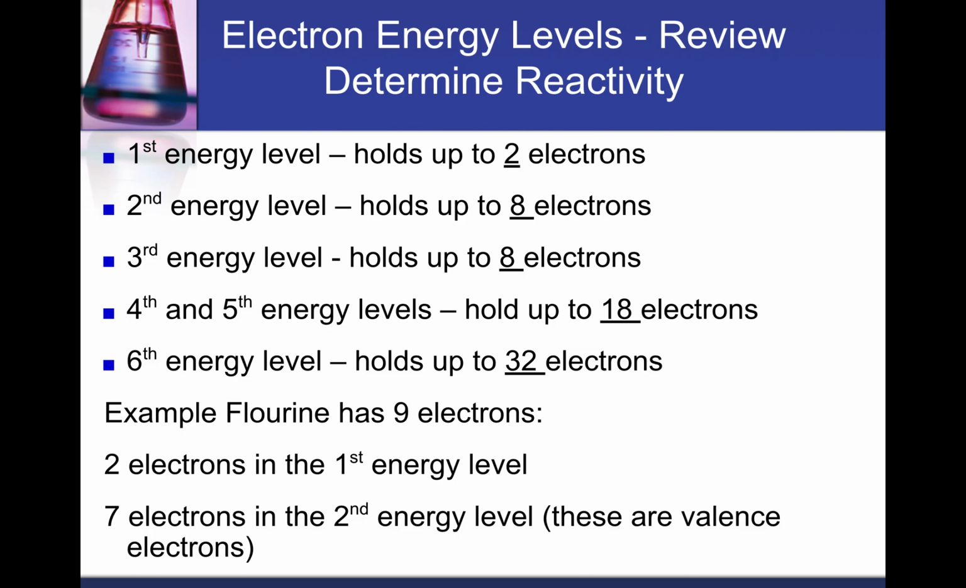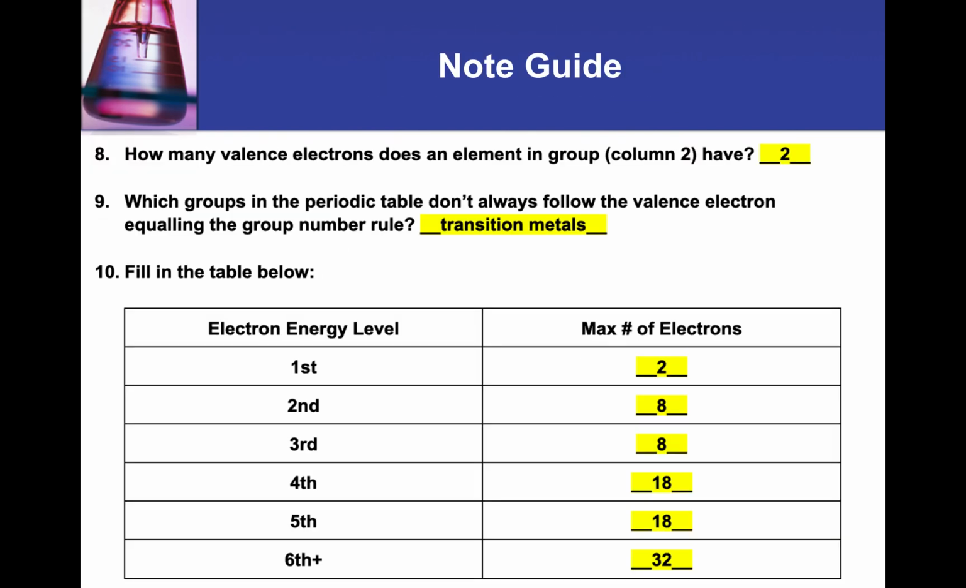Elements want to have a full outer energy level, so if you're close, you have 7 and you need 8, you're going to be really reactive. You're going to want to find an extra electron to fill up your outer energy level and be what I call happy. So elements that have 7 valence electrons can easily find one. They react super easily. Elements that only have 1 valence electron also react very readily because they can get rid of 1 and then the level below it is full. Go ahead and pause this while you put this in your notes.